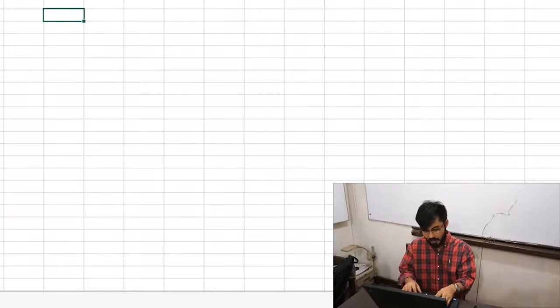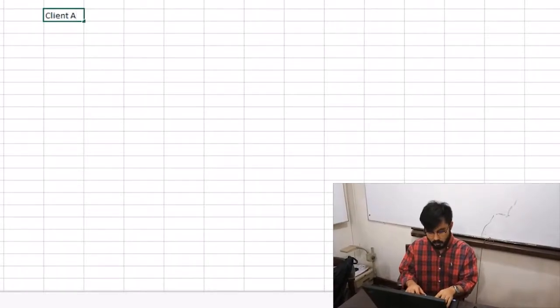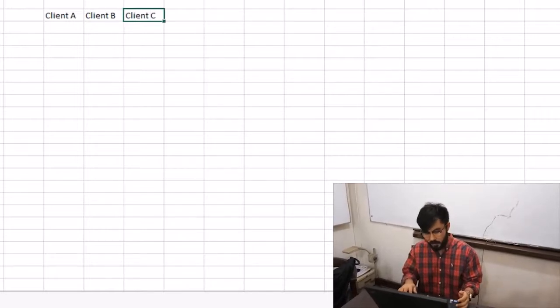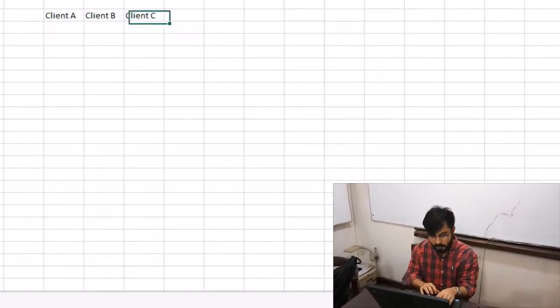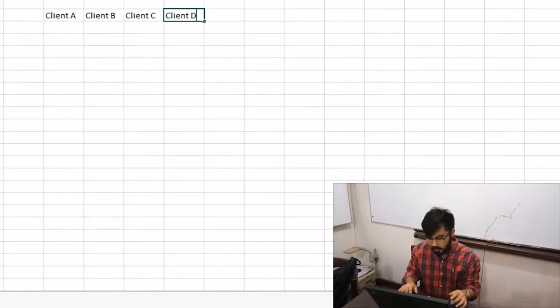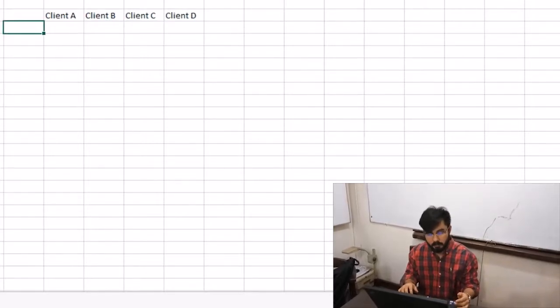Okay, so what I'm going to try to show you quickly is what I propose to be our new way to charge multiple clients in one trip. So let's say we've got three clients, client A, client B, and client C. Now each of those clients have stocks in one of our trucks.